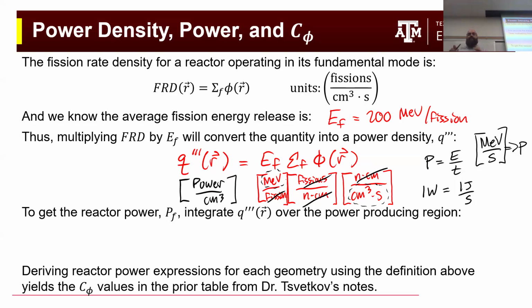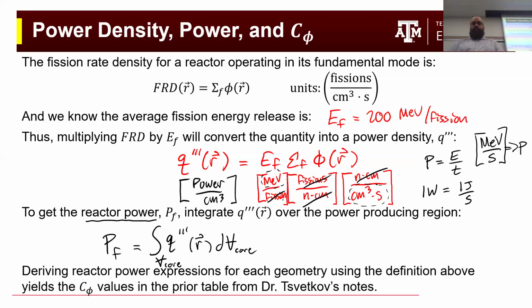And if power density is power per unit volume, then if I take that power density and integrate it over the entire volume, that gives me the total power produced by the reactor. So PF is the symbol that we use for reactor power. And it's just the integral over the volume of our power density, integrating with respect to volume. And so this is the volume of the core, or whatever part of the core is producing power.